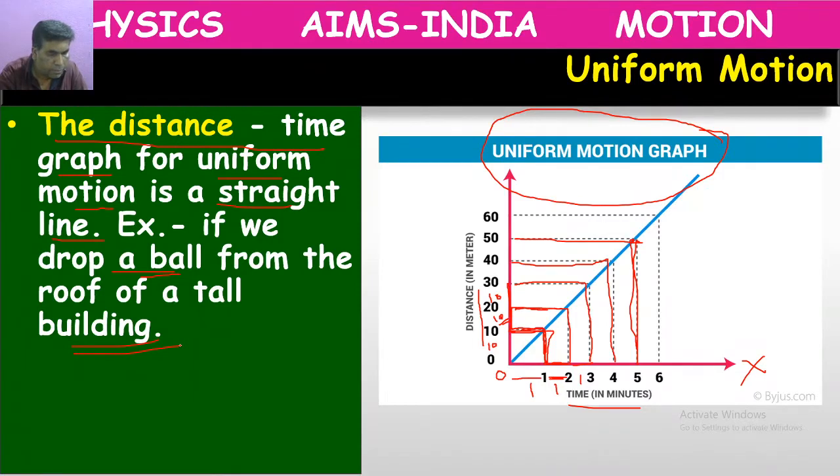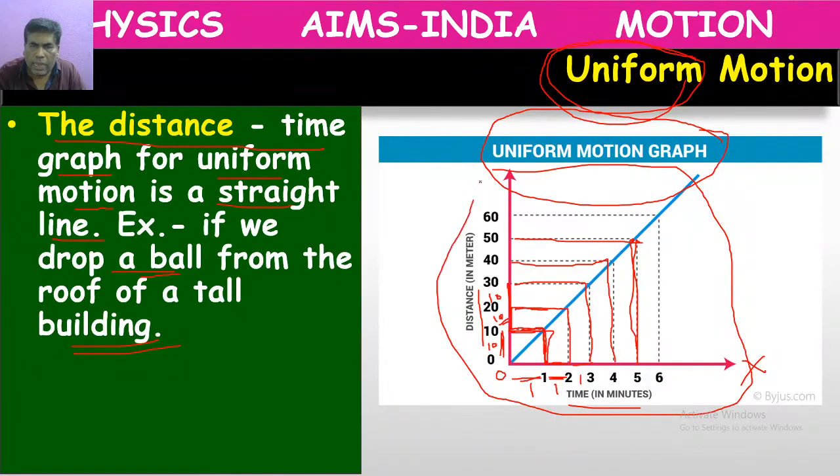Okay. Somebody is asking, explain again, sir. Okay, uniform motion means in equal intervals of time, an equal amount of distance has to be traveled. Then we can say that it is uniform motion. Throughout the graph, the body is traveling 10 meters in 1 second. Like that, it is traveling in a uniform manner.